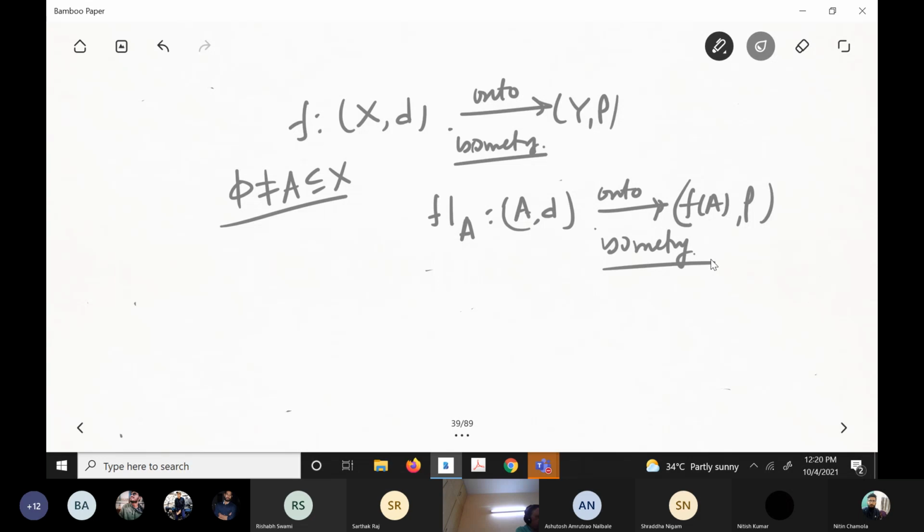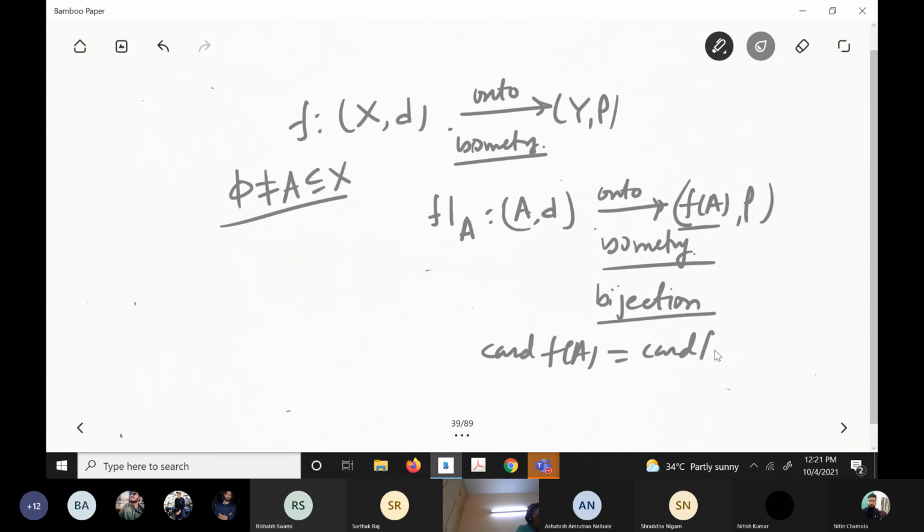If you have an isometry here, it will be a bijection. So that means the cardinality of FA will be the same as the cardinality of A. Why am I doing this? You can prove this, and from here you can prove there cannot be an isometry from R to C.